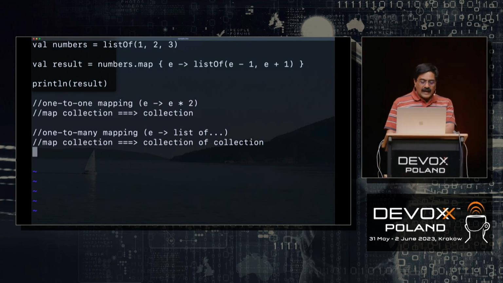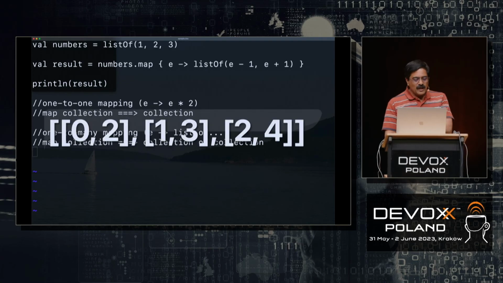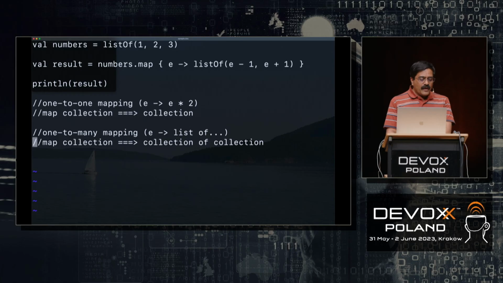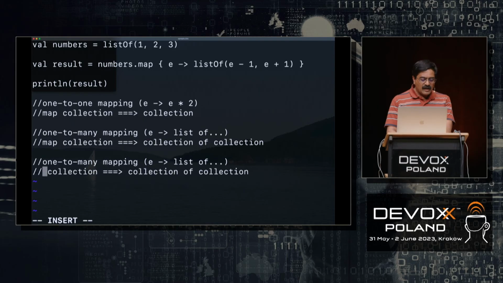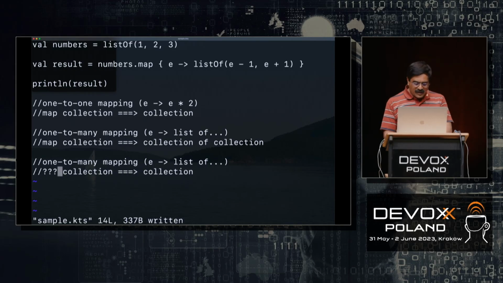So we go from a collection to a collection of collection, right? That's what we end up with. So how sad is that. But what if I really want to use a one-to-many mapping, but I want to go from a collection to a collection, not a collection of collection? So the question is, what can we do in here? We'll get to that in just a minute.